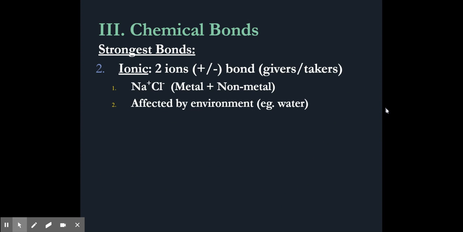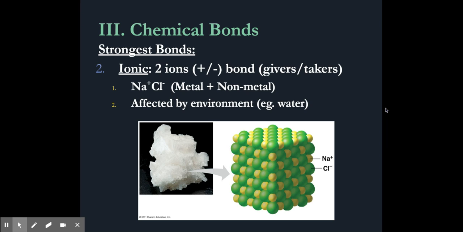Second type of bond that we're going to talk about are ionic bonds. This is, as the name suggests, where we have multiple ions here. Specifically, there are going to be two, one of which is going to be a positive and one of which is going to be a negative. Some of these elements are going to be givers, which means they're going to be donating the electrons, and others are going to be takers. They will be receiving the electrons.